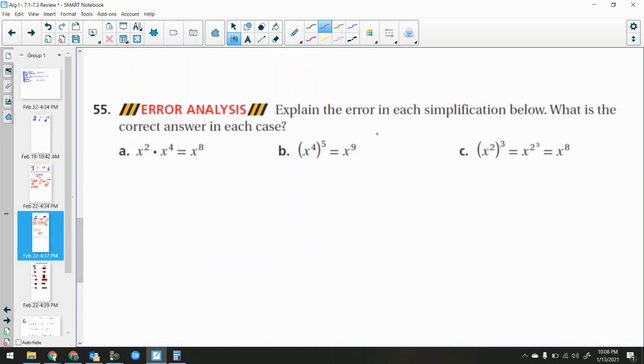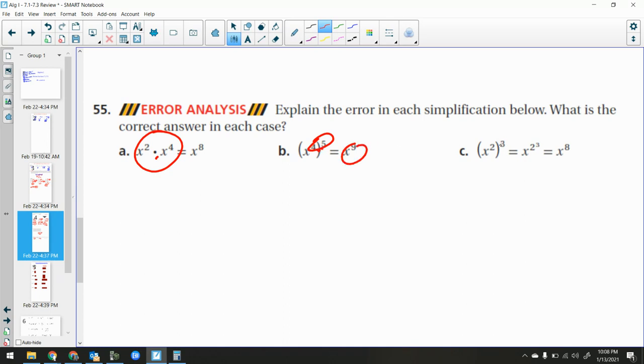Number 55, last one here. Explain the error in each simplification below. All right, so what was wrong? What did we do wrong here? Well, what is the rule for multiplication? Well, you add the exponents, not multiply. Letter B here. What's incorrect here? Well, what's the rule for power to a power? That's the multiplication one, and we added.